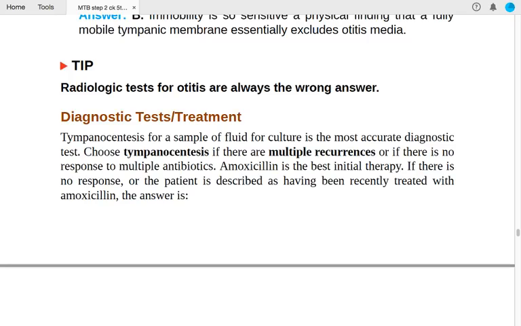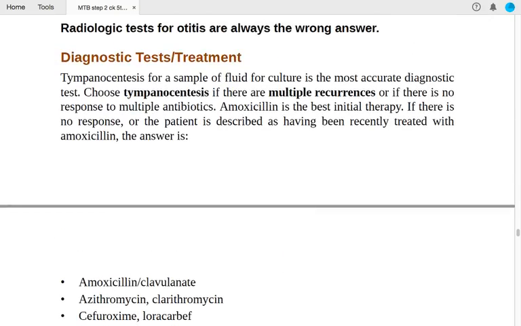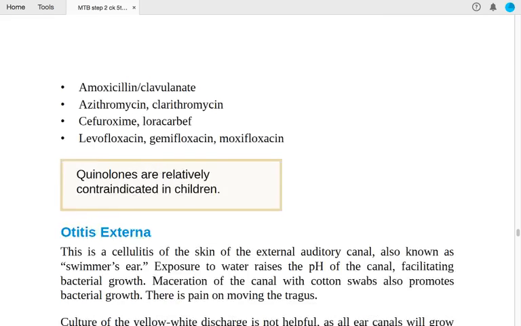Amoxicillin is the best initial therapy. If there is no response or the patient is described as having been recently treated with amoxicillin, then go for the combination. You can go for the amoxicillin clavulanate combination. You can go for the azithromycin or clarithromycin combination, ceftriaxone, levofloxacin, gemifloxacin, moxifloxacin; all of them you can try, but it's always better to try amoxicillin first. But if your patient is not responding to amoxicillin, then only will you move towards these medications.